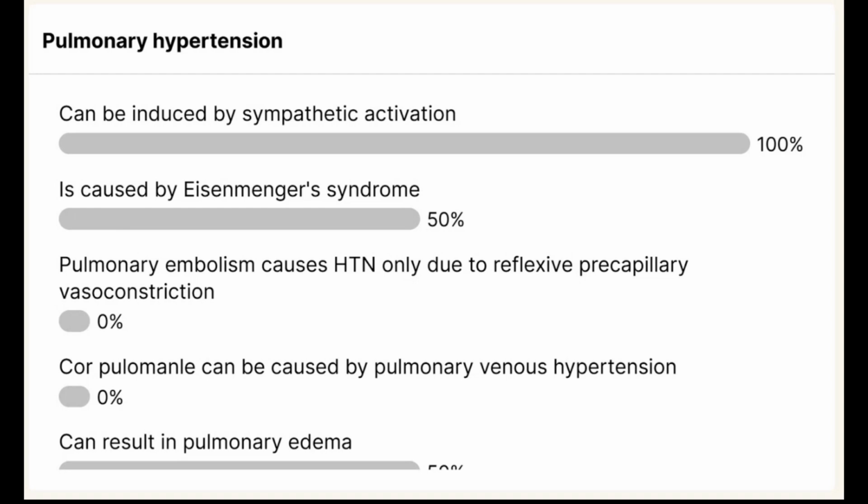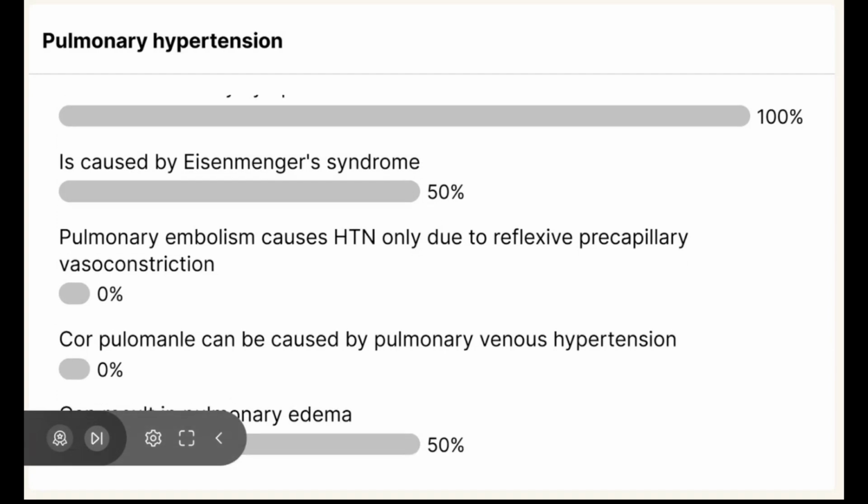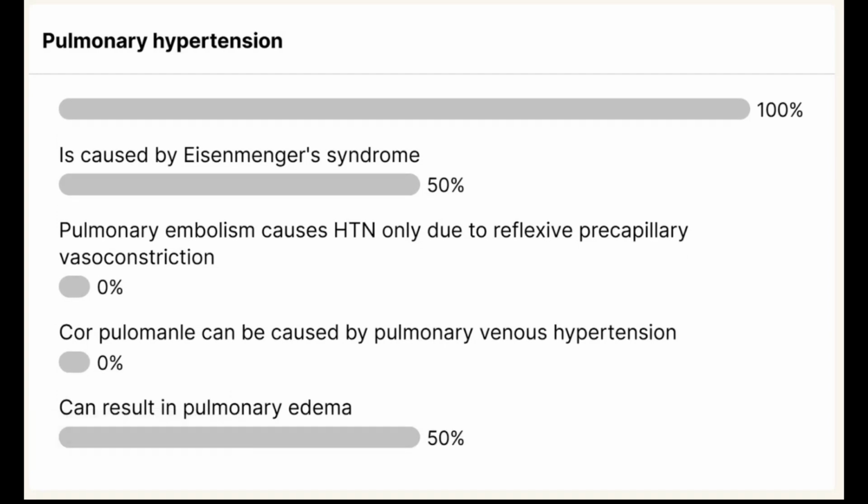Is caused by Eisenmenger syndrome. So this is also true because if you remember, Eisenmenger syndrome is a left to right shunt of the heart, and because of that will cause a volume overload on the right ventricle. And because of that volume overload, whatever is going to the pulmonary circulation is going to be too much. So there is a reflexive vasoconstriction of the precapillary sphincters to prevent edema formation. And even though it's trying to prevent edemas, it is contributing to an increase in the pressure in the pulmonary system, so it does cause pulmonary hypertension.